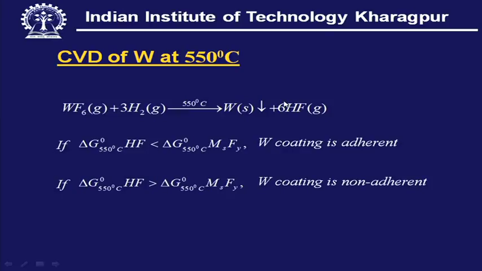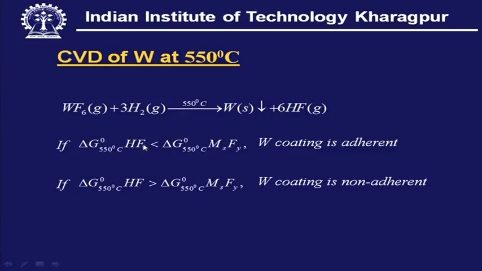We take another example where tungsten is to be deposited by the same chemical vapor deposition, and this can be conducted at 500 degrees centigrade. Here, of course, what is commonly used is tungsten hexafluoride, and this is also hydrogen reduction at 550 degrees centigrade. So, this leads to deposition of tungsten in the form of a coating and hydrogen fluoride as the reaction product.